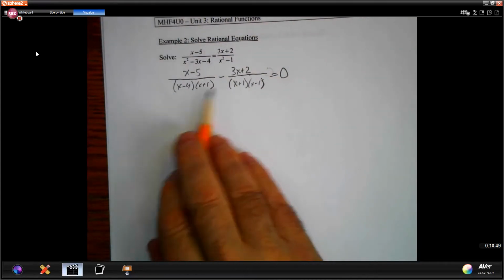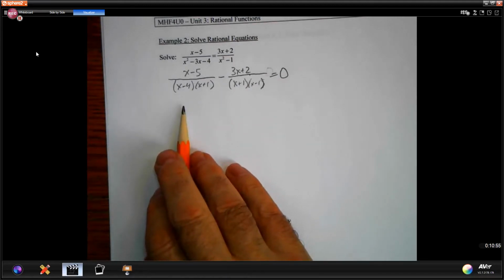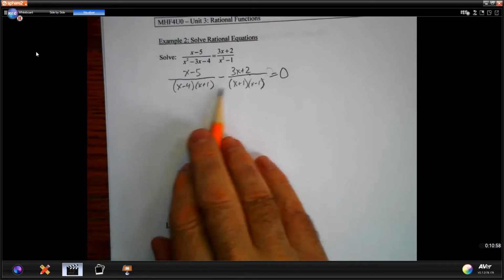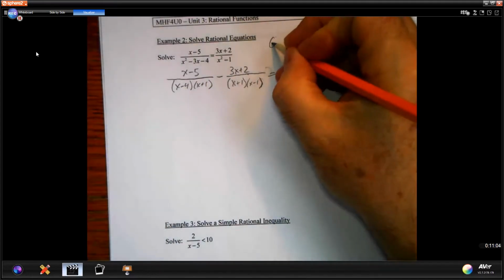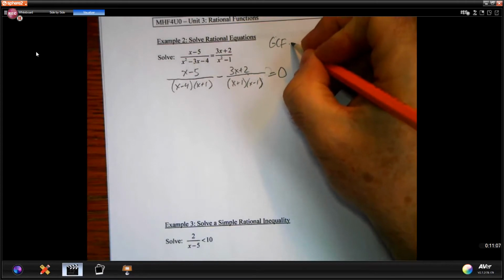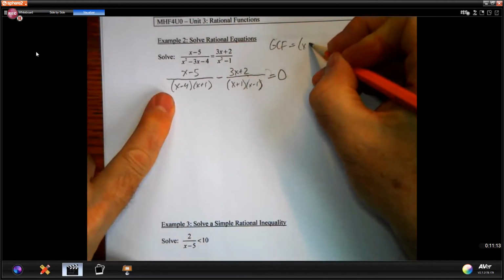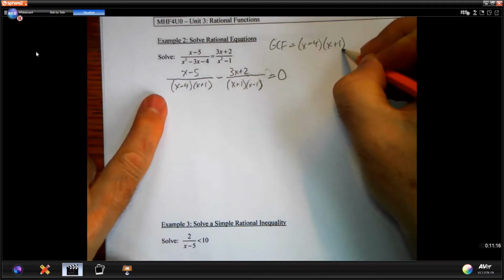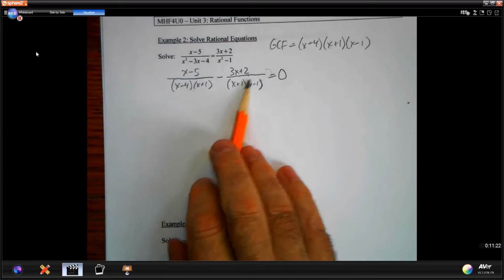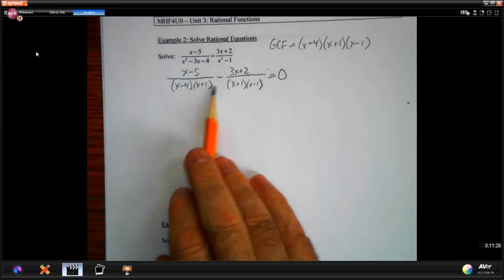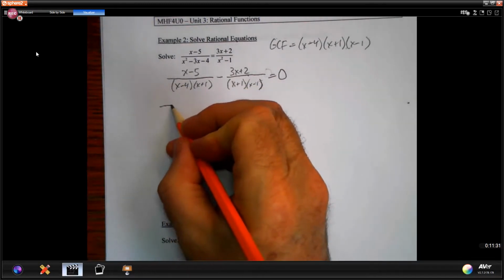You can see we've got a bunch of factors on the bottom. So if you remember this process when we did rational expressions in grade 11, we want to have a common denominator since we're adding or subtracting, in this case subtracting. So I'm just going to make a note here of our greatest common factor. So I'm going to have an x minus 4, an x plus 1, and an x minus 1. So basically that's kind of my instructions. I need to make both of these denominators into this because this is the collection of all the different factors on the bottom.